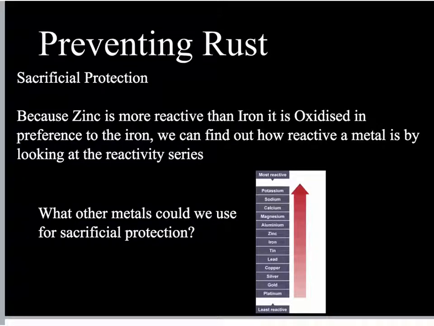Using zinc in this way uses a method known as sacrificial protection. Looking at the reactivity series, zinc is more reactive than iron, so it is oxidized in preference to the iron. It's going to be oxidized first. We could also use any other metal above iron as our sacrificial metal. Because the sacrificial metal is being oxidized, this means the iron is not being oxidized and therefore does not undergo rusting.